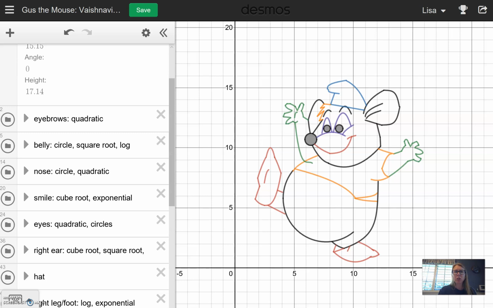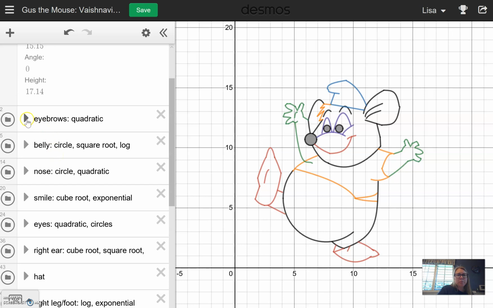So what you see right here, the Gus Gus the Mouse image, is an image that a student made using a whole bunch of different functions linked together with different colors and using the restriction on the function, just like what you guys were doing practicing marble slides. So I wanted to show you one that connects to what we've been learning. Notice over here at the left, we've got eyebrows, belly, nose, and it tells what types of functions were used to create the image that we see over here.